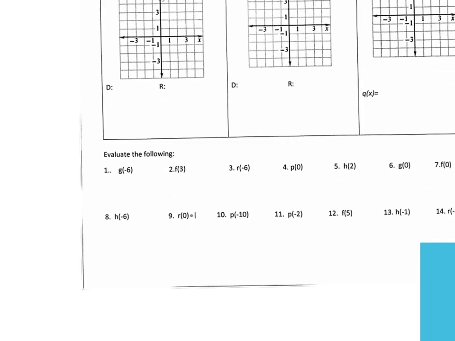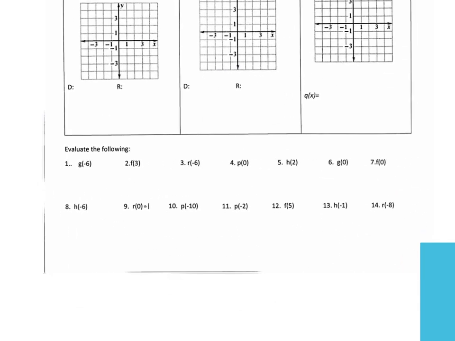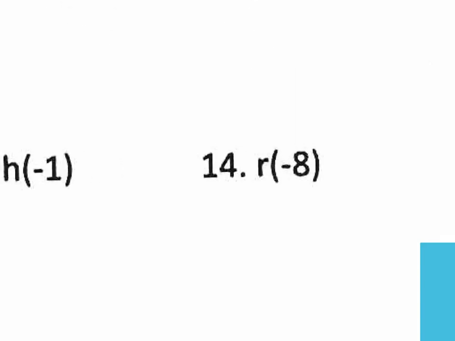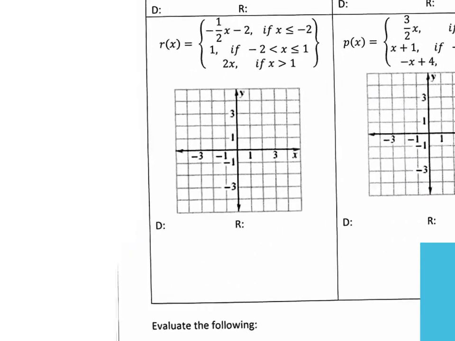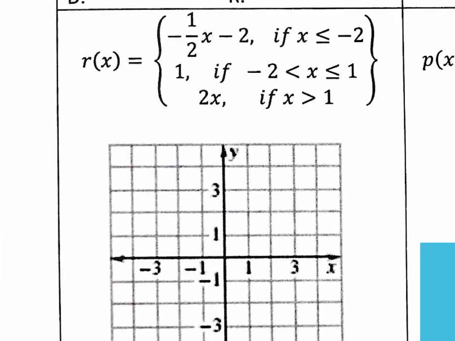Let's look at a different one. Let's look at a different one with r also. r of -8, same one. So let's go to the r function. Let's go to -8. So -8 is not between -2 and 1. -8 is not greater than +1. -8 is definitely less than -2. So you'd plug in a -8 right here.